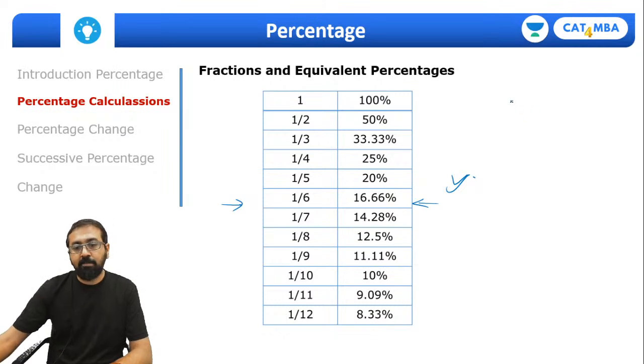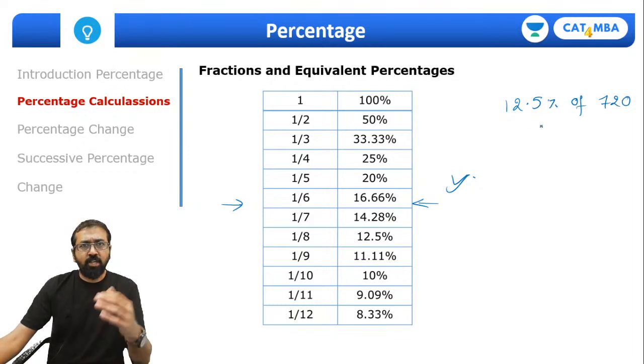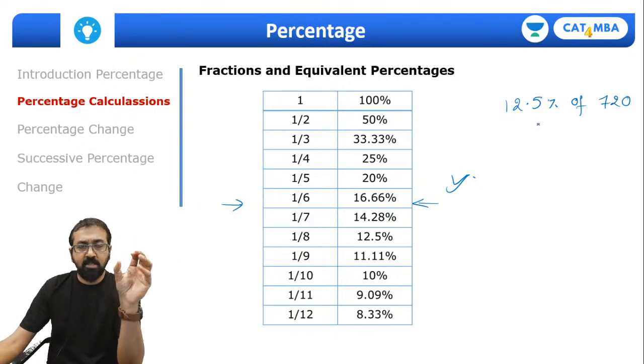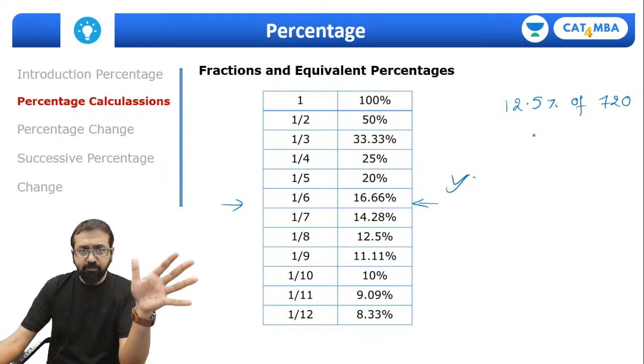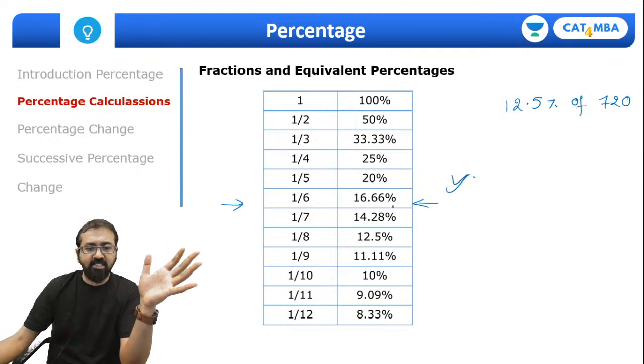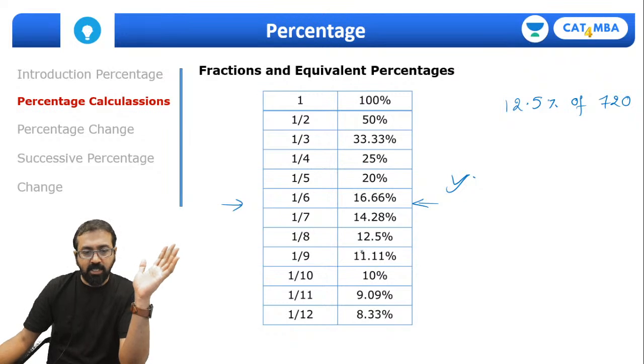Okay. So for example, if I ask you what is 12.5% of 720. Okay. So you can of course do it 10% plus 2% plus 0.5%. But for this kind of values, what I'll suggest is straight away remember the fraction equivalent. So what is the fraction equivalent of 12.5%?